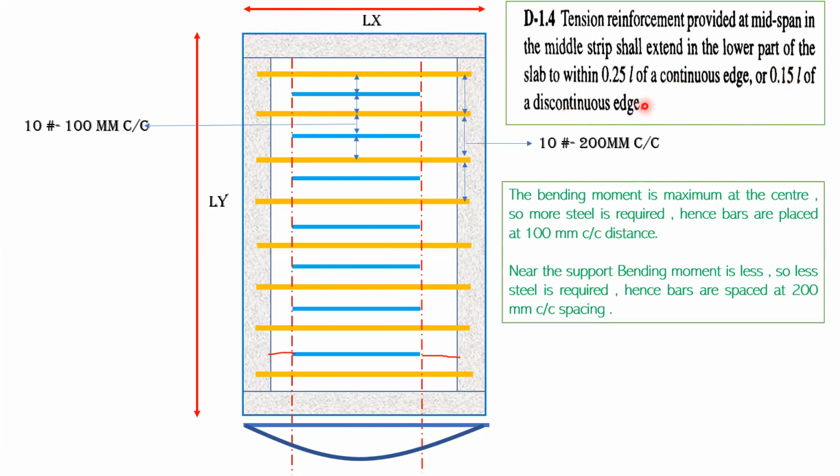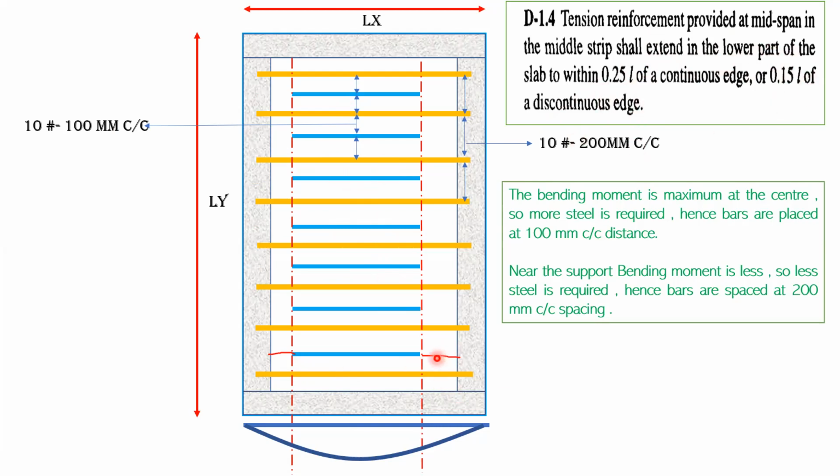I'll read it out again. Tension reinforcement provided at mid span in the middle strip, so this is the tension reinforcement I have provided here, shall extend in the lower part. This is the lower part; I'm showing you the bottom bar. Extend in the lower part of the slab to 0.15 L of a discontinuous edge.